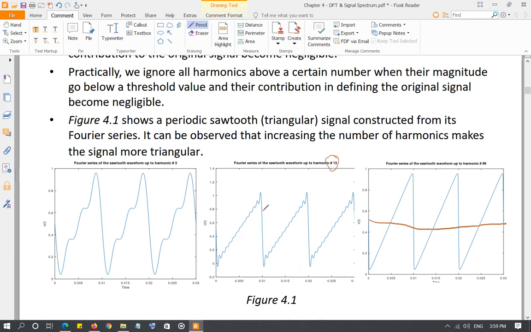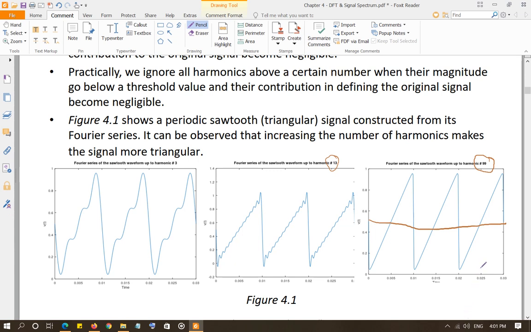Observe that it is getting a little better. Still there's a lot of noise here, but it's getting better. And then I went all the way up to harmonic number 99. So I added the average value, the fundamental component, and then harmonics all the way up to 99. Observe that the shape is pretty much a sawtooth or triangular waveform.